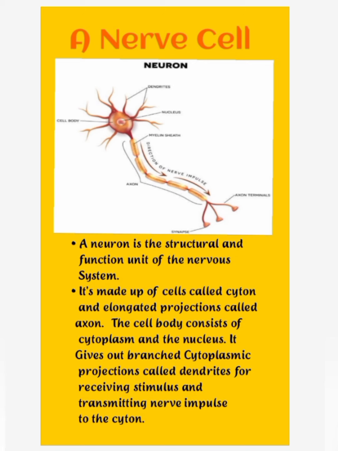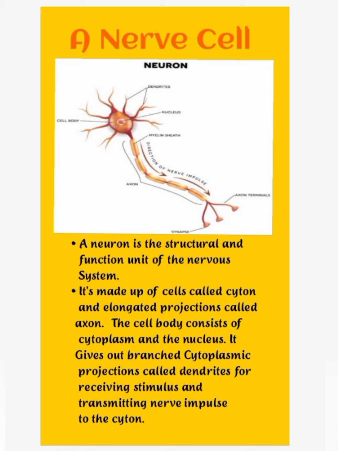Structural and functional unit of the nervous system basically means that the structure of the nervous system and the functions performed by the nervous system are held or performed with the help of the neuron. It is the base thing, the most important thing in the nervous system. It is made up of a cell body called the cyton and elongated projections called the axon. The cell body consists of cytoplasm and the nucleus.